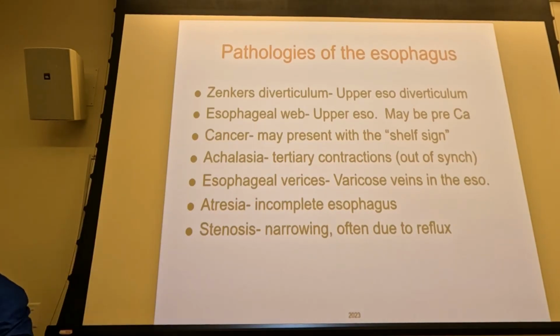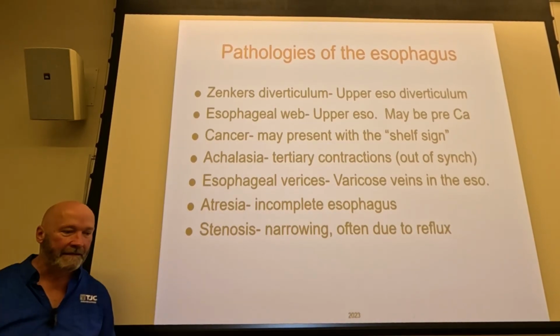So an esophageal web is usually going to be in the upper esophagus, and the statistics on that are really pretty specific. It's usually long-time smoking asthenic women, okay? And they may be precancerous. Cancer will present in a lot of cases with what we refer to as a shelf sign, and that's just a protrusion, a relatively flat protrusion. Achalasia is what we refer to as tertiary contraction.